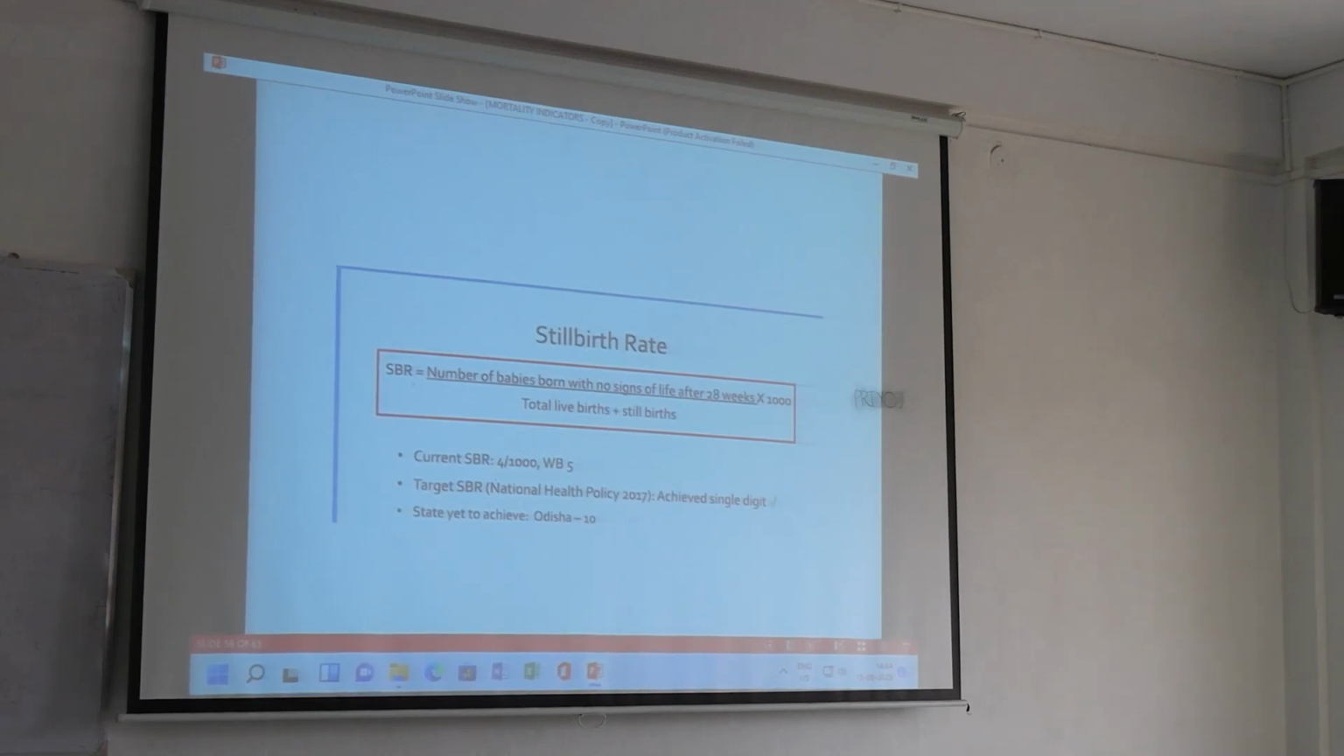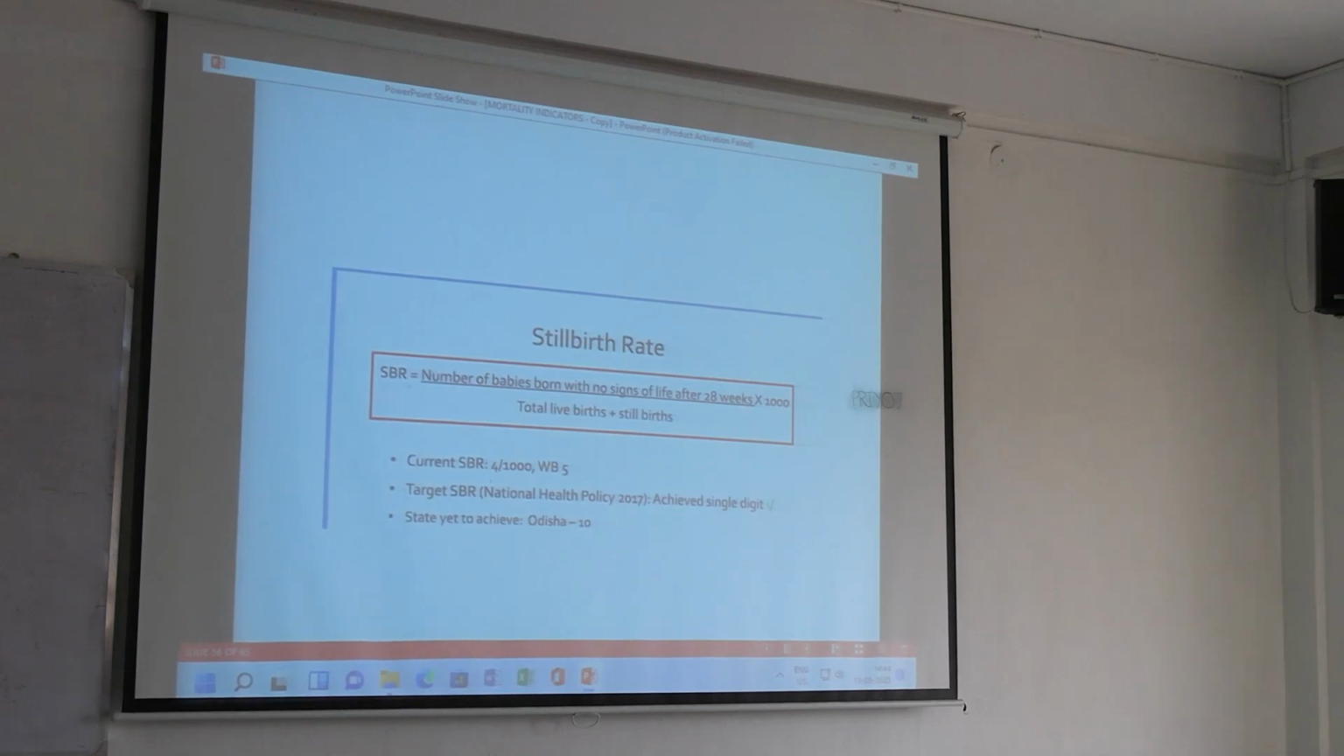So the denominator is the total births plus stillbirths. The current stillbirth rate is 4, and the target of the stillbirth rate is to have a single digit.